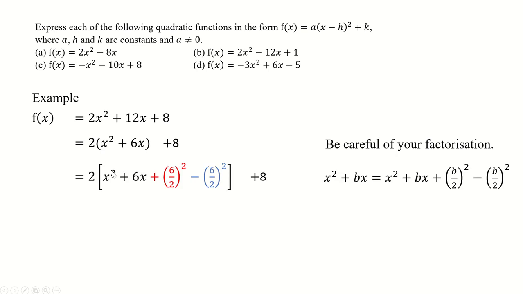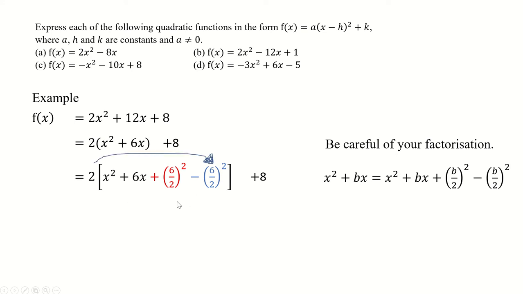Next, we are going to make the expression within the brackets a perfect square. So we'll use the x term to inform us what to add and subtract. In this case, the coefficient of x is 6. So we add the square of 6 divided by 2, and also we subtract the square of 6 divided by 2. The reason for this is because we want to ensure that the expression remains equivalent. So we have to add and subtract the same term.